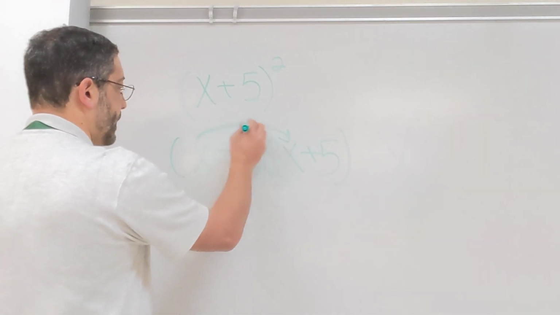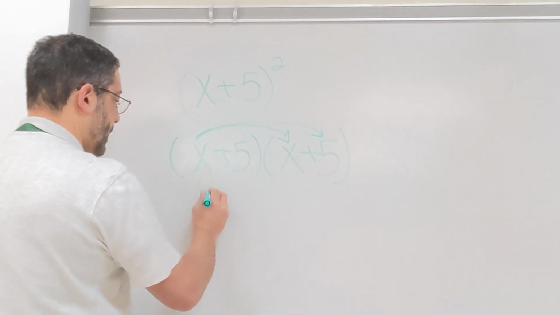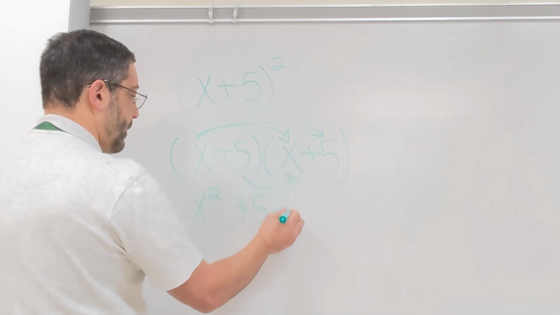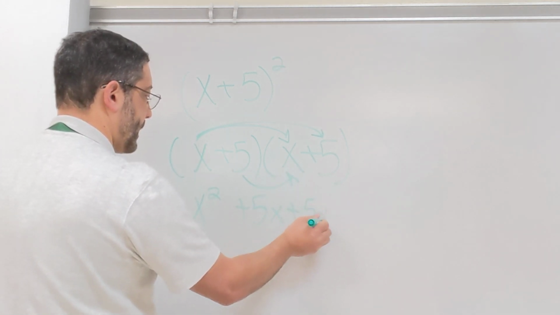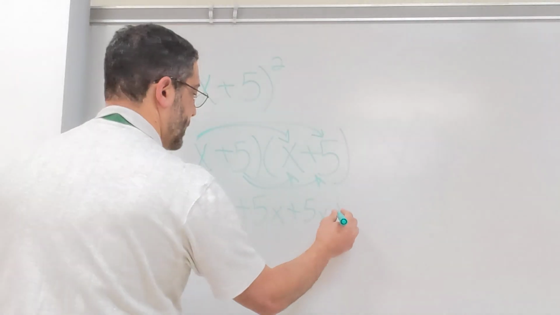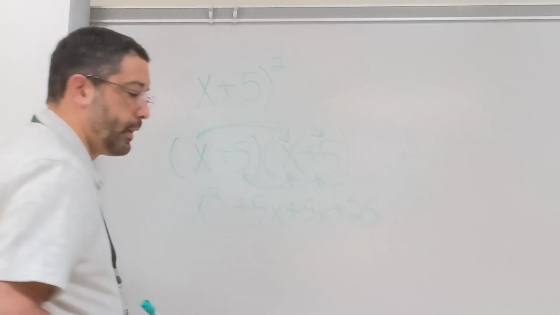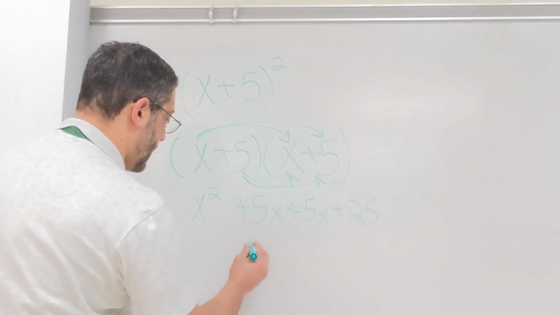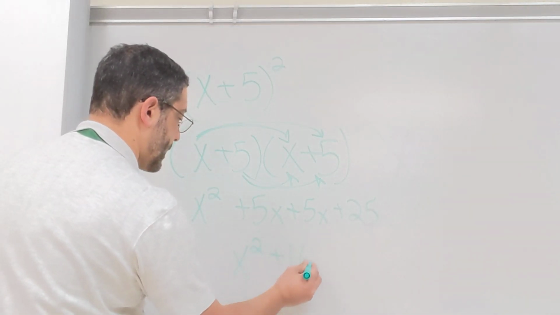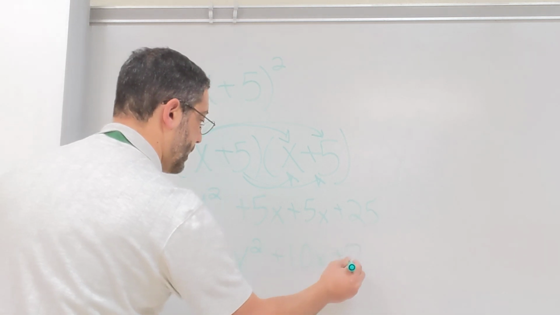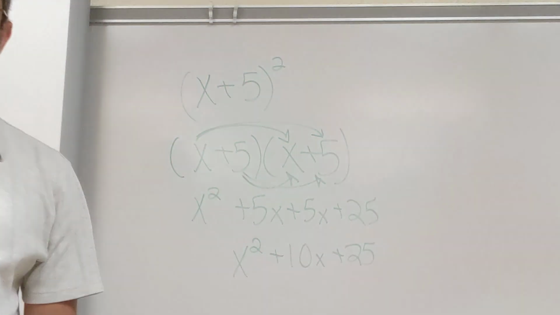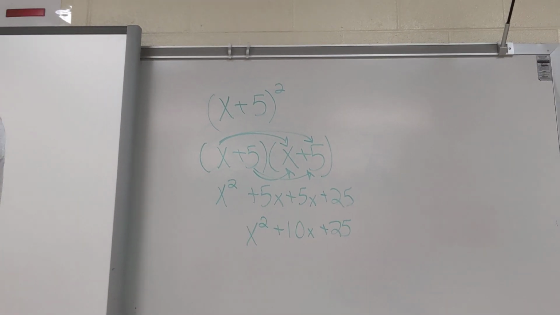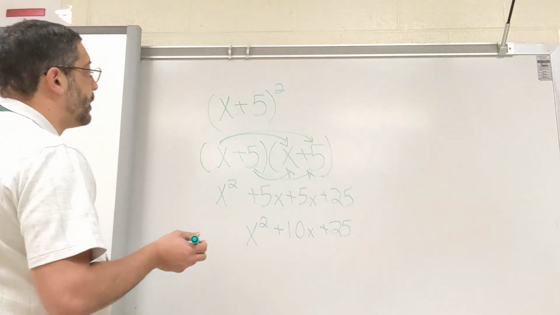And then if I distribute, that gives me x squared plus 5x plus 5x plus 25. So now when I go to write this in standard form, I have x squared plus 10x plus 25. Okay? Now the reason I'm showing this to you is because the common confusion would be to think I can treat this binomial like a monomial.